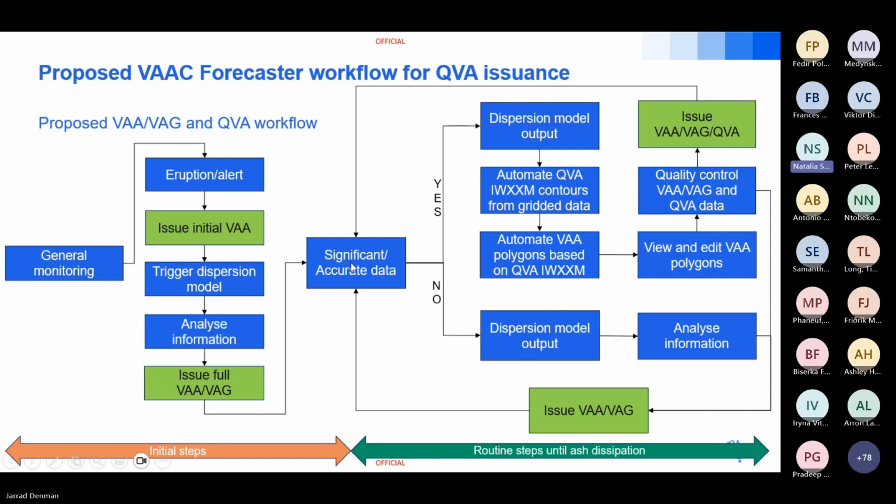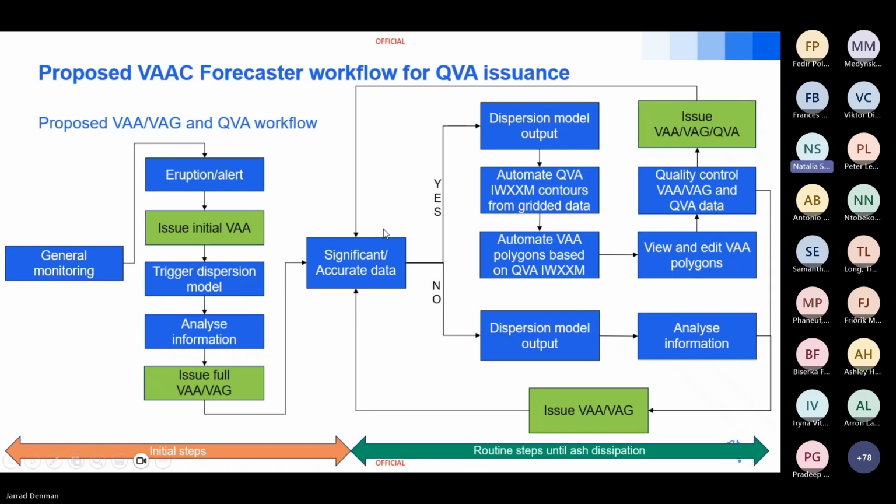So we'd look at, is it significant? Yes or no? How accurate is the data that we may have collected for the input for the systems? If no, you can actually still then go and you'd be doing your dispersion model output, analyzing the information, and then issuing your volcanic ash advisory and graphic. So that could be in cases maybe it's not significant, you'd still be doing that loop.